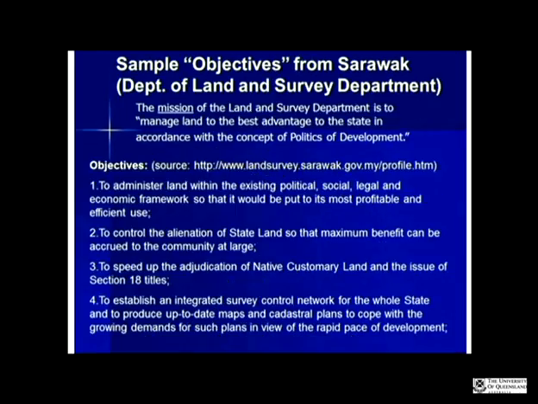Let's look at some sample objectives from a different land and survey department there. Here we've got a mission: to manage land to the best advantage of the state in accordance with the concept of politics of development. So this is going to be a government document, with principles and values by which decisions are being made. Here are some sample objectives: to administer land within the existing political, social, legal, and economic framework so that it would be best put to its most profitable and efficient use.